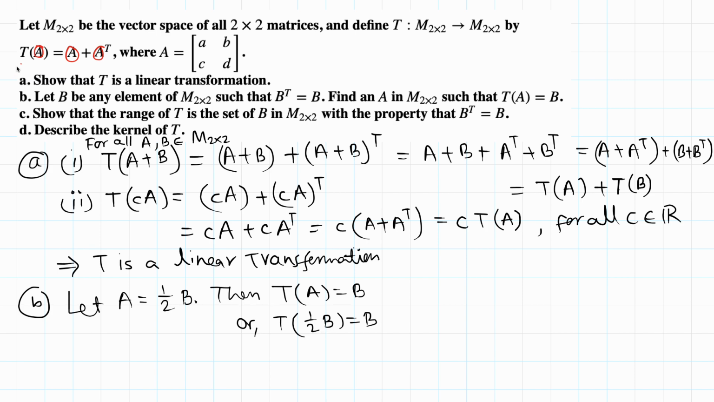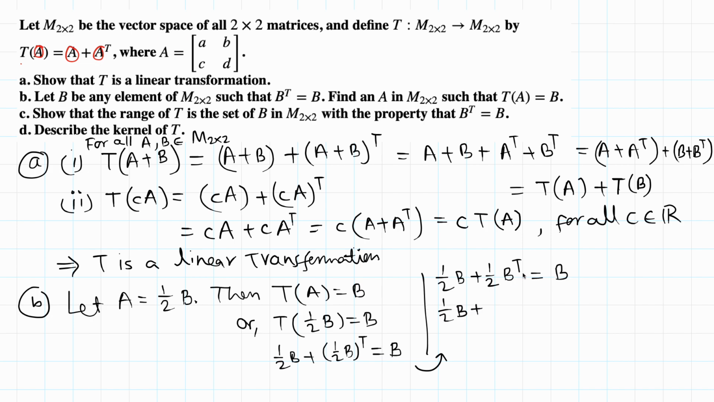T of input from the definition is input plus input transpose equals B. Let's see, this is half B plus half B transpose, half outside just comes outside, B transpose equals B, half B plus half B transpose. So in part B it's given that B transpose equals B. So this is half B plus half B, which equals B.